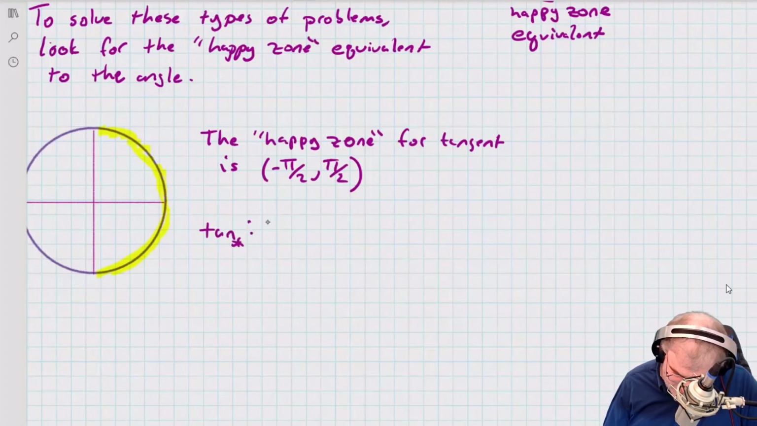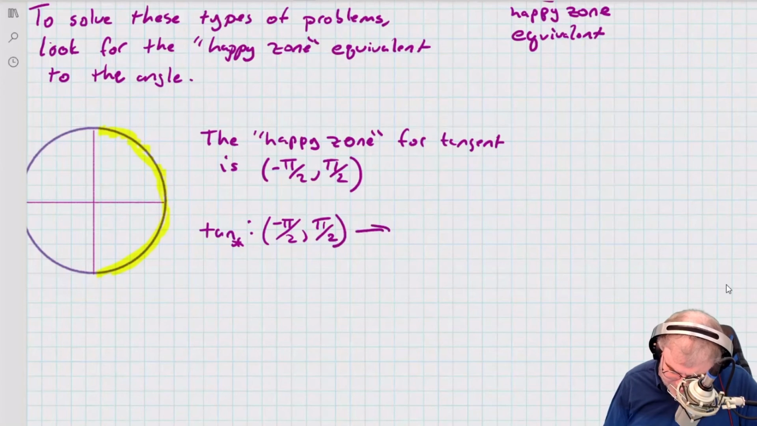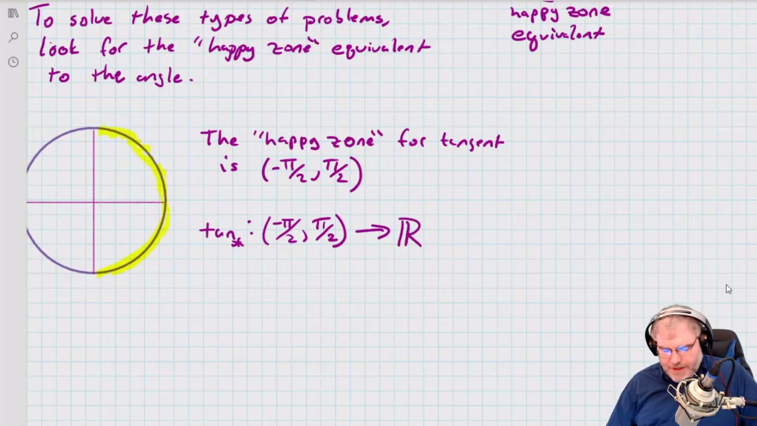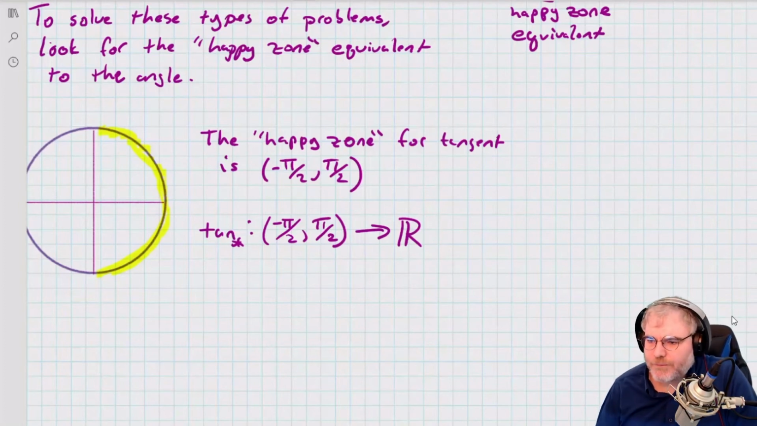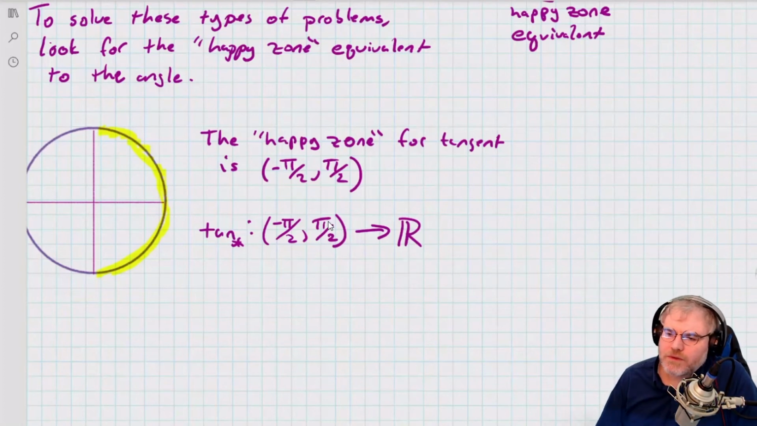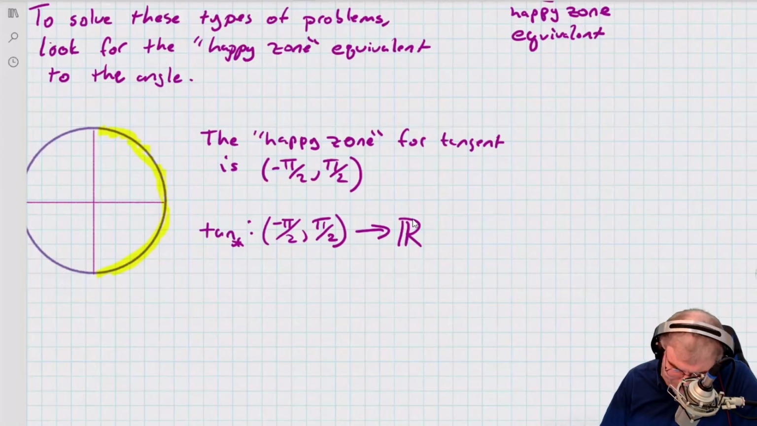So the tangent, the thing with an actual inverse, is defined from negative pi over 2 to pi over 2. This is the domain of tan star, which is the one that actually has an inverse. And then, of course, the codomain is all of R. The target is all of R, because tangent actually is onto. Okay. Any questions about that?